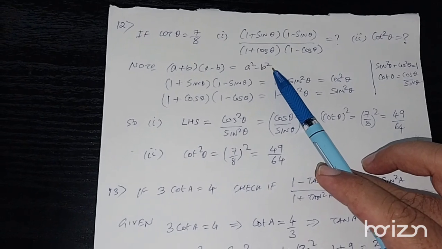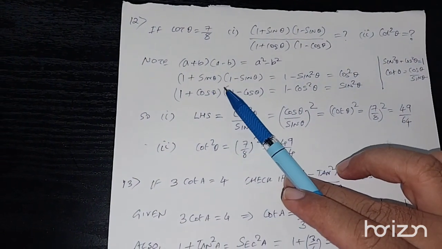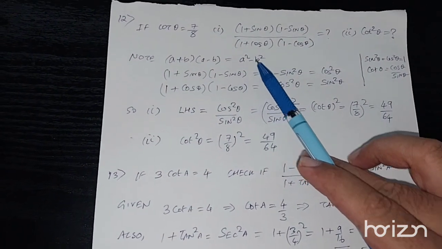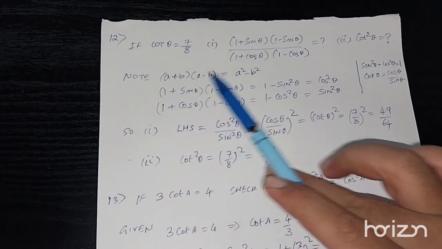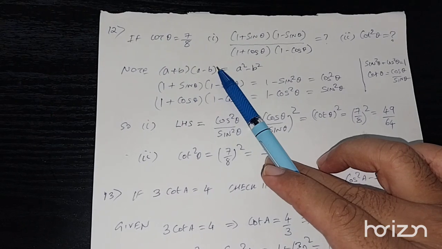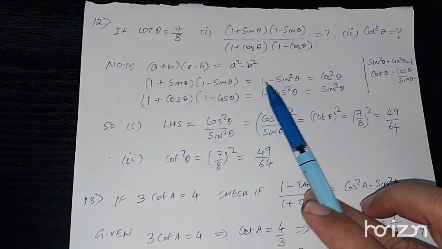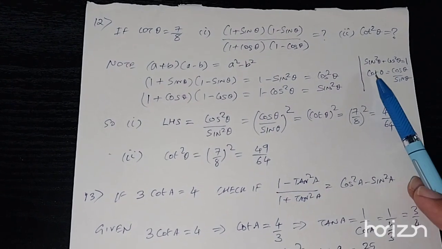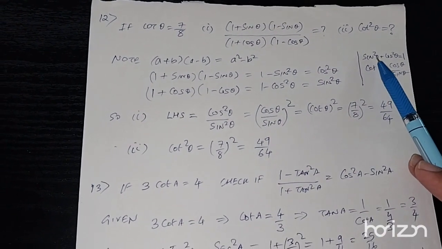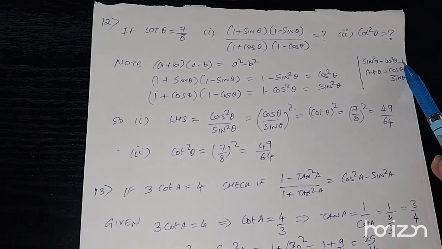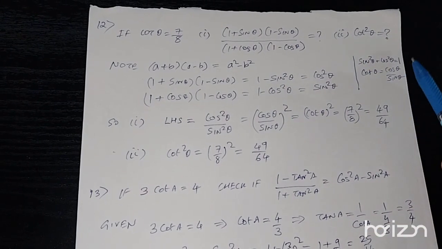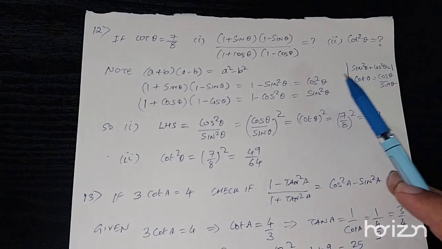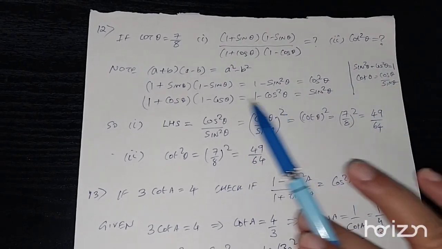Okay, so in the numerator 1 plus sine theta into 1 minus sine theta becomes a squared. In this case, instead of a we have a 1, and b squared, instead of b we have sine theta, correct? So you'll get minus sine squared theta. Okay, and we know trigonometric identity that sine squared theta plus cos squared theta is 1. So 1 minus sine squared theta means if you take this sine squared theta to the other side, you'll get cos squared theta. So you have cos squared theta, correct?